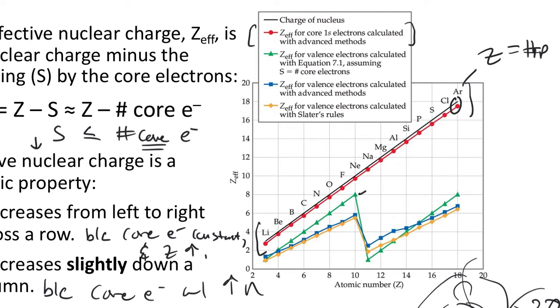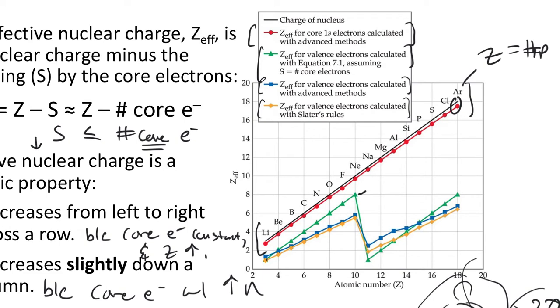Then the green curve is the Z effective using the valence electron, where S is equal directly to the number of core electrons. And so you can see that the approximation of S as the number of core electrons is a pretty good approximation in terms of getting the trend that Z effective increases from left to right. Notice the blue and the yellow curves. The blue curve is a computational method with advanced methods, and the yellow curve is something called Slater's rules, which I don't think is worth dwelling on.